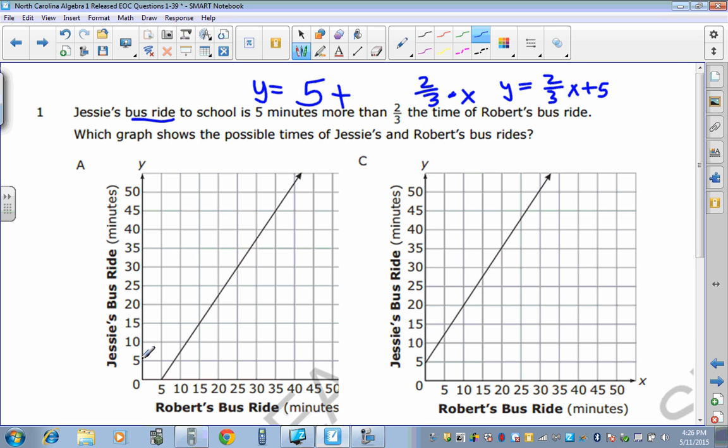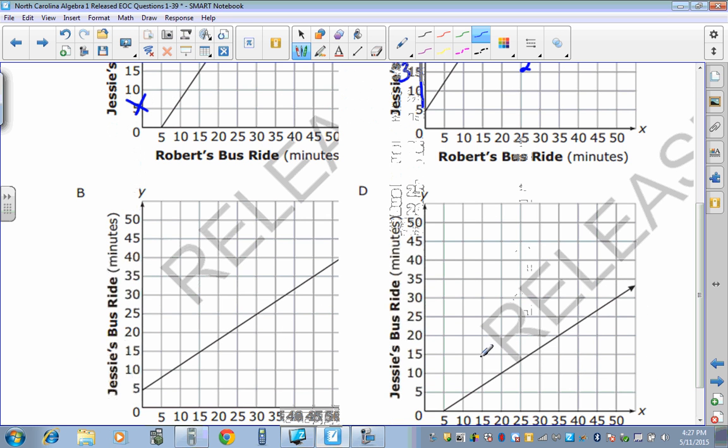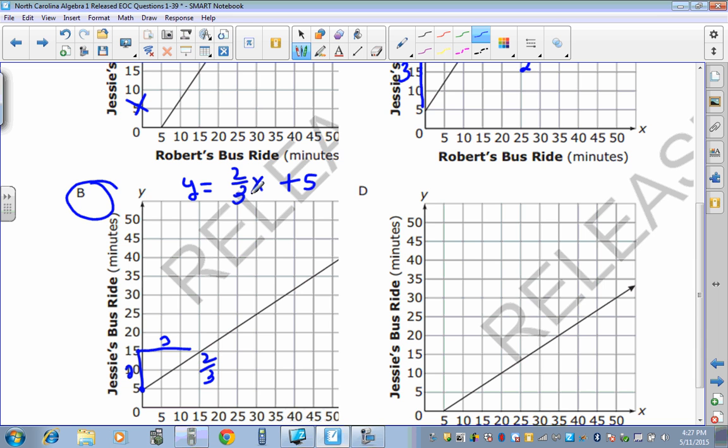It can't be A because the y-intercept is not 5. It might be C. Let's check our rise. They're counting by 5, so we can just count blocks. Okay, we have a rise of 3, a run of 2. But that would be 3 over 2x plus 5. Let's go on down. Okay, B, we have a y-intercept of 5. We have a rise of 2 and a run of 3. That slope is 2/3. So B would be our answer because Jesse's ride is 5 minutes longer than 2/3 of Robert's.